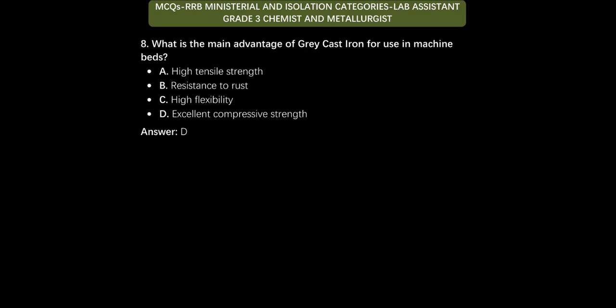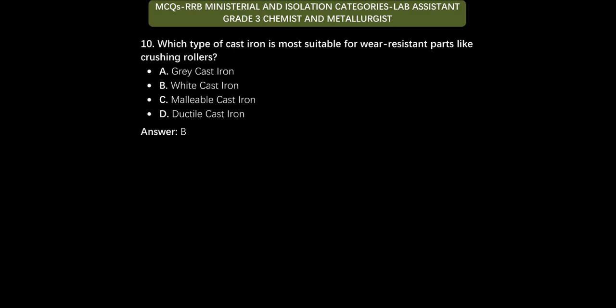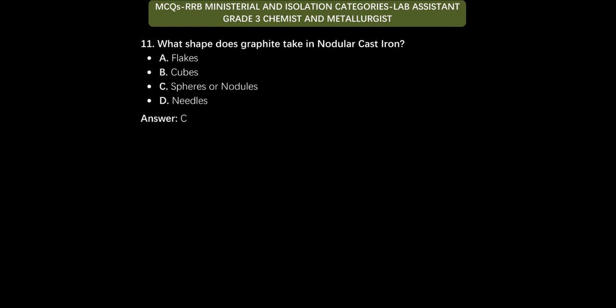What is the main advantage of grey cast iron for use in machine beds? Option D, excellent compressive strength. In malleable cast iron, in what form does the carbon exist? Option B, tempered carbon nodules. Which type of cast iron is most suitable for wear resistant parts like crushing rollers? Option B, white cast iron.